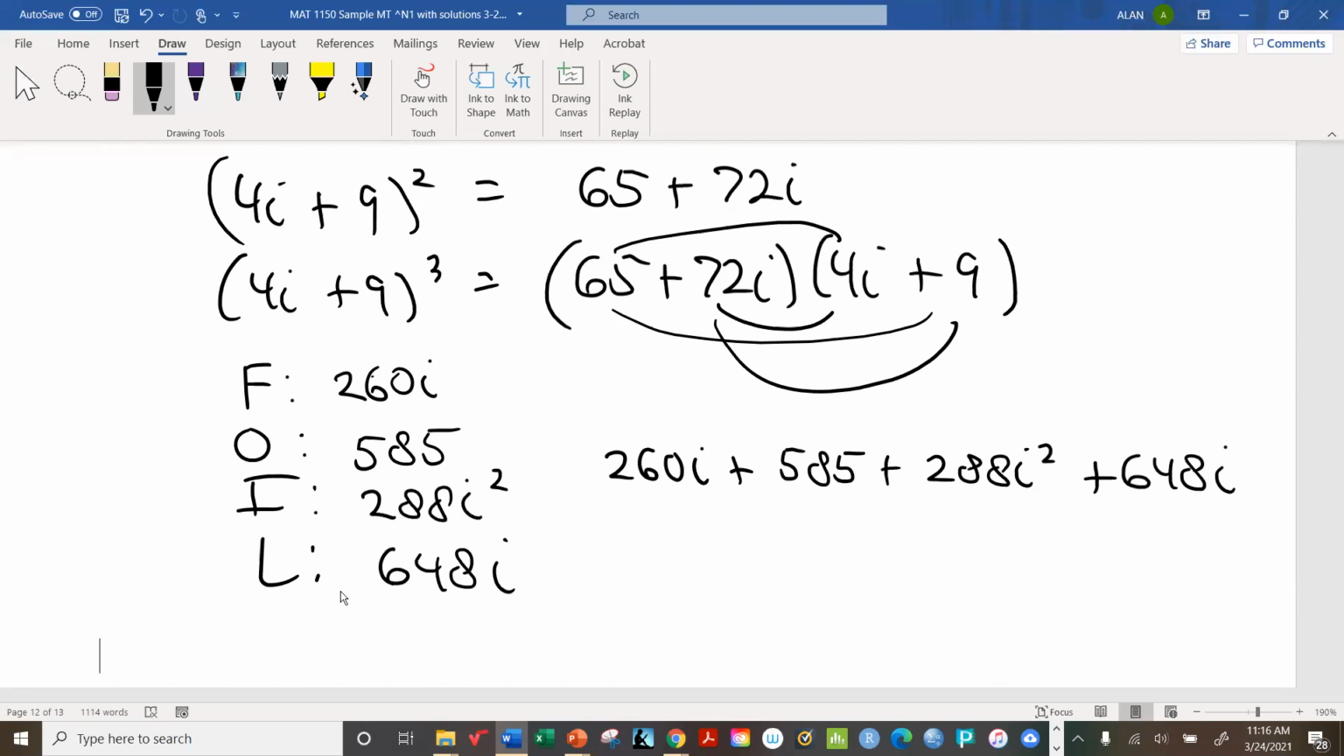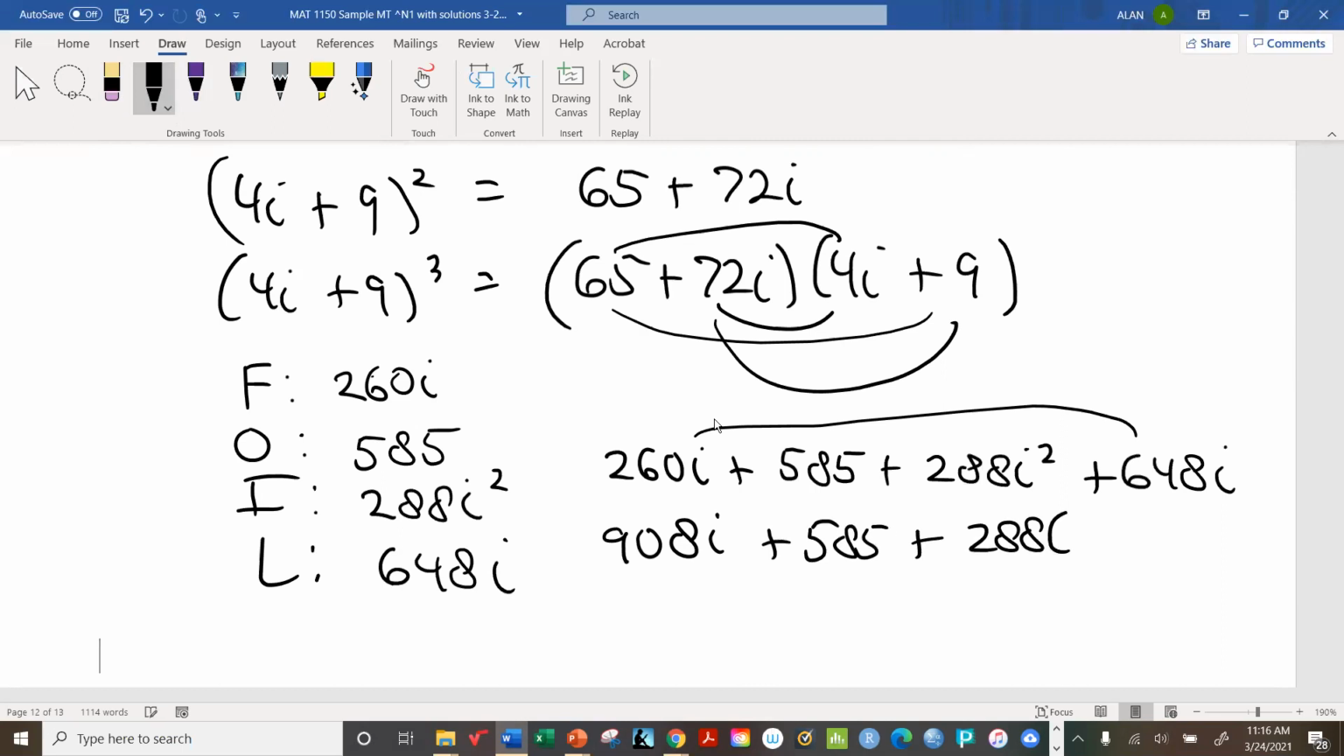All right. So we've got two i's. We'll combine those, and that gives us 908i. Oh, here we go. This is equal to, of course, 288 times -1, because that's i squared. So we have very simply 908i. And then I'm just subtracting this from this. So I've got 297.